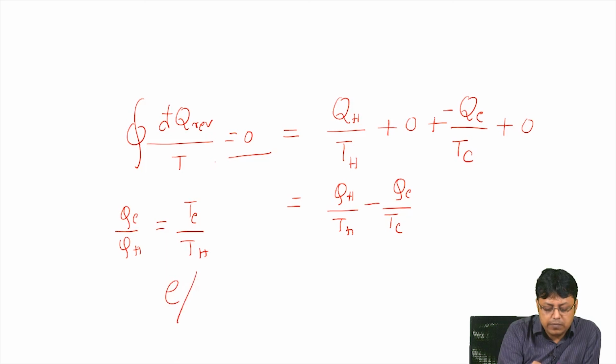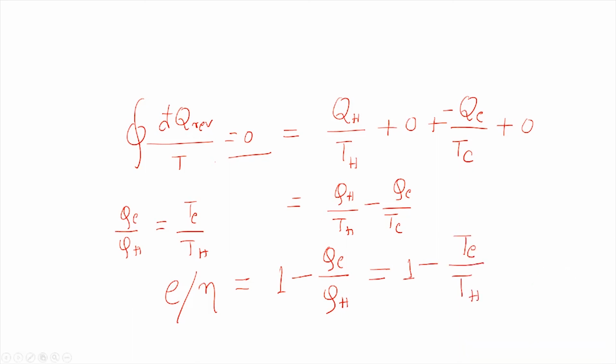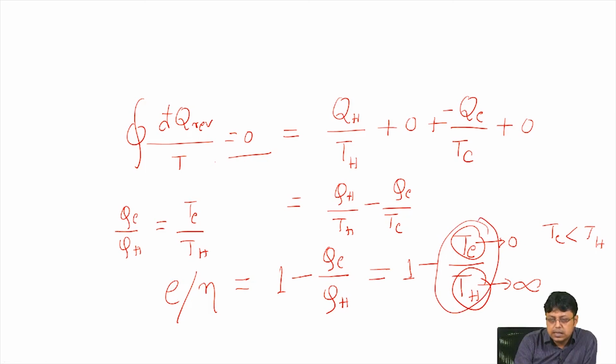So, the equation for efficiency eta we could write as 1 minus QC by QH, which is equivalent to writing 1 minus TC by TH. Now, you can see that if TC approaches close to 0, the efficiency goes close to 1, or if TH approaches close to infinity, then also the efficiency goes to 1. However, for finite cases, since TC is less than TH, we will have some fractional value for this, and the efficiency will always be less than 1.